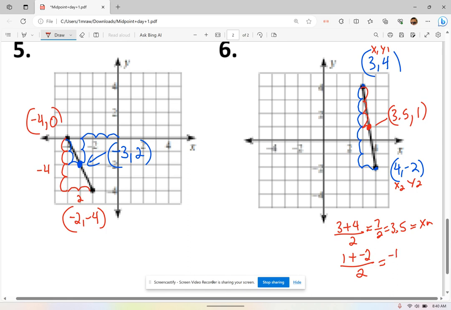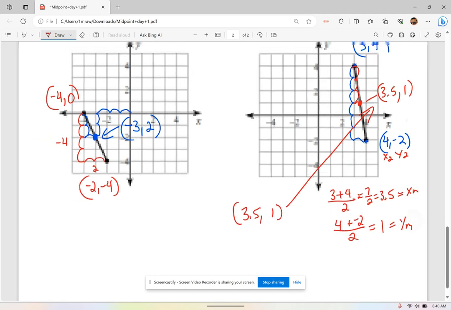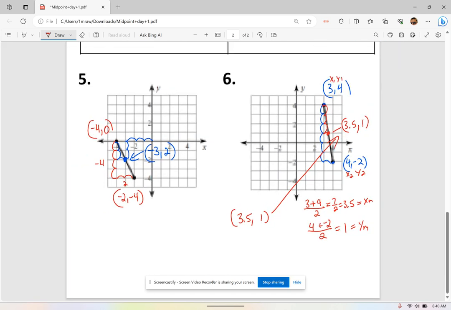Oops. No, wait a minute. That's not negative 2. Oh, sorry. I was doing the midpoint. My apologies. 4 plus negative 2 is 2. 2 divided by 2 is 1. And that's going to be your Y midpoint. And then you have your midpoint formula, which again, 3.5, comma 1. See how that matches right there? You can always use your midpoint formula to check. Okay? All right, awesome. Thank you.